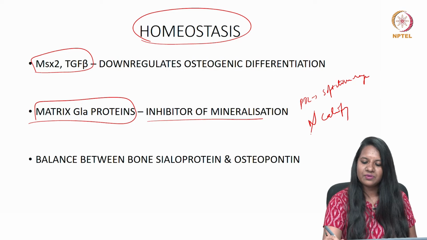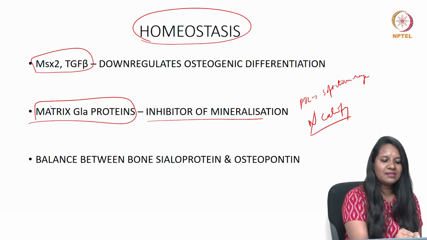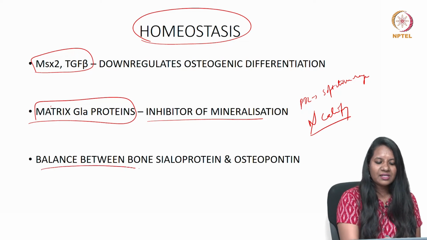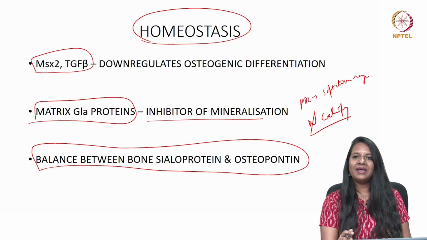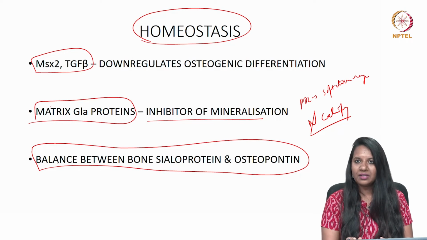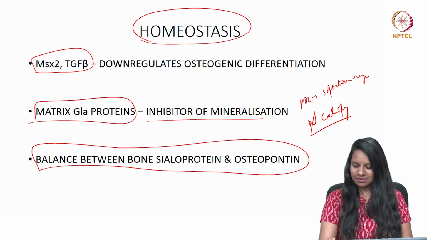Okay, there is no calcification because of these three products, and the balance exists between bone sialoprotein and osteopontin to maintain its width and also to maintain homeostasis.